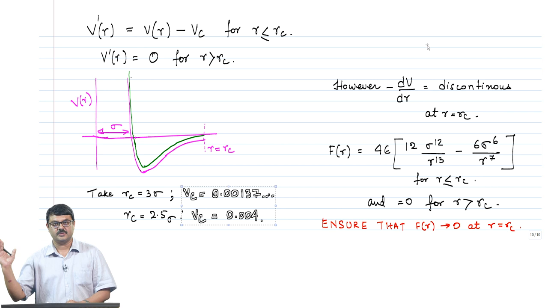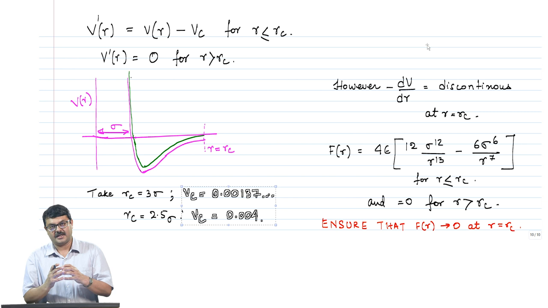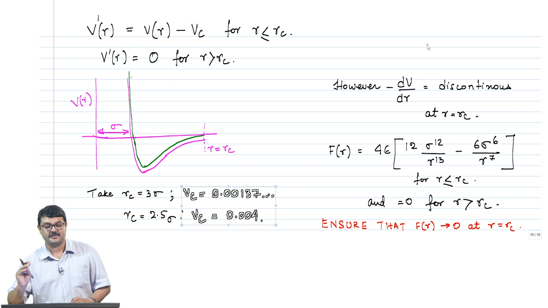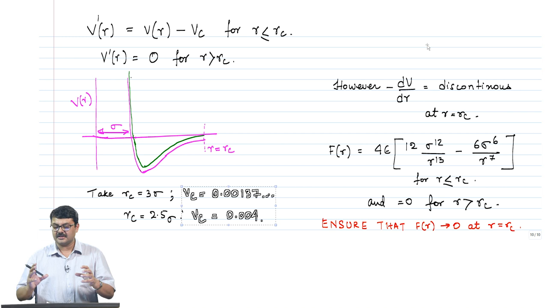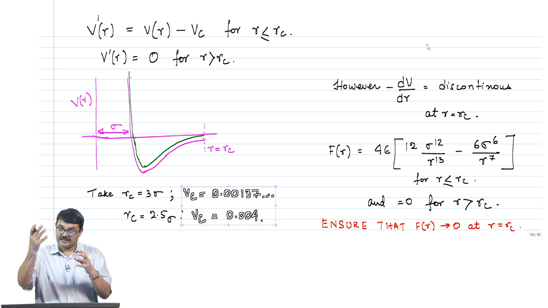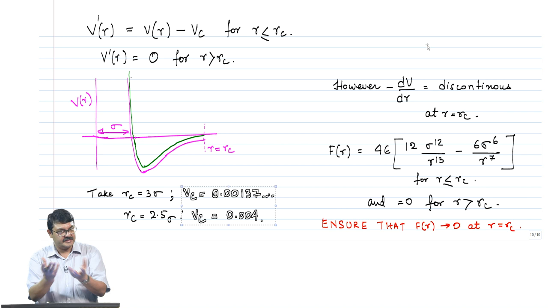If two particles are close together, they feel a repulsion, and as they go farther apart they feel some attraction. But as they go farther and farther apart, the interaction becomes weaker, and at R equal to R C it becomes 0, and beyond that it remains 0. Of course, as two particles move farther apart, this particle could meet some other particle at some other point in the box, feel attracted to it, come close to it, and collide with it and move apart or stick, depending upon the kinetic energy.